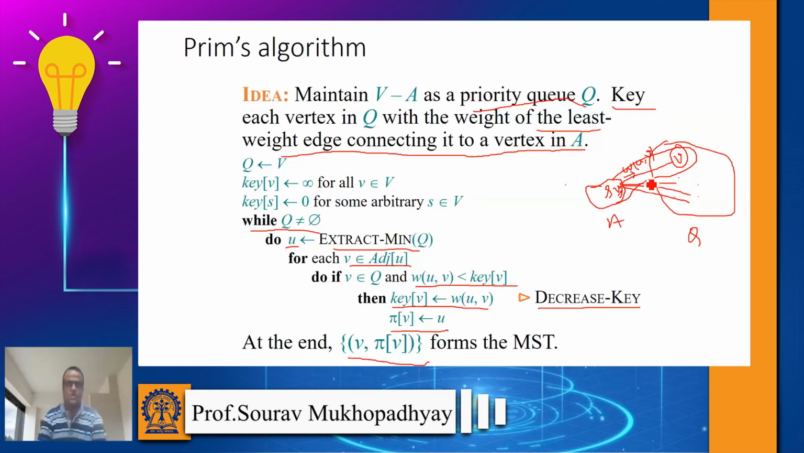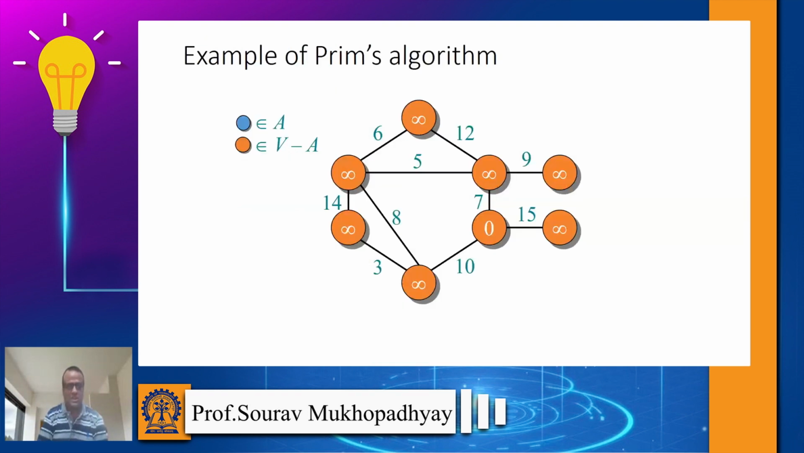Okay, so this is the pseudocode for Prim's algorithm. We'll take a quick example, then we'll go for the time complexity. So let us take a quick example, then Prim's algorithm will be more clear. This is our graph we have considered from the last class, and these are the weights on the graph. We want to apply Prim's algorithm on this graph.